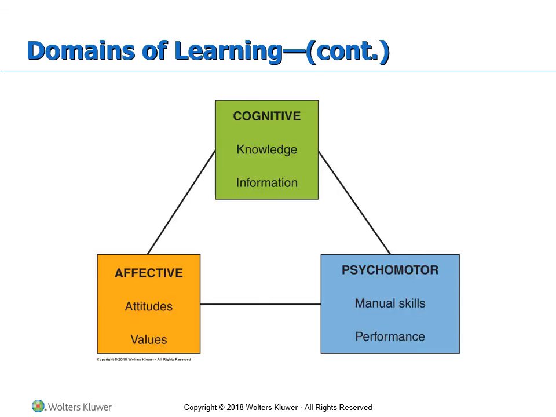And so again, we have our three domains, our cognitive, psychomotor, and affective. That's our knowledge and information, manual skills and performance, and attitudes and values. But they are interrelated. So you have to have a certain level of knowledge to perform a physical skill, but you also have to find it important to even practice the skill. If something's not important to you and it doesn't affect your attitudes or values, you won't try to learn it, and so on and so forth.